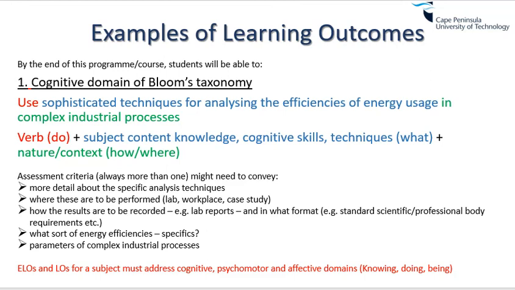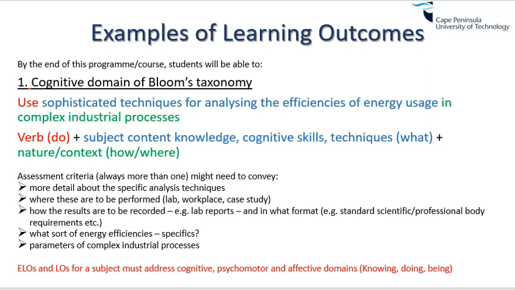Okay? Now, we talked about the 3 domains: the cognitive, if you like, the knowledge, the knowing, the doing, and the being. Let's look at the knowing. Let's look at a learning outcome around the knowing, the cognitive domain of Bloom's taxonomy. So, let's say it's an engineering qualification. Use sophisticated techniques for analyzing the efficiencies of energy usage in complex industrial processes. Learning outcomes must have a verb. They must start with a verb, the do, use.